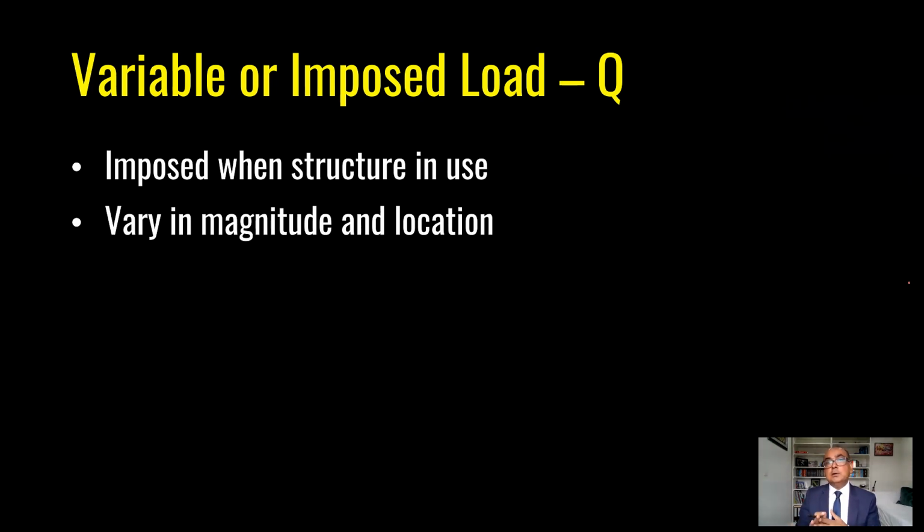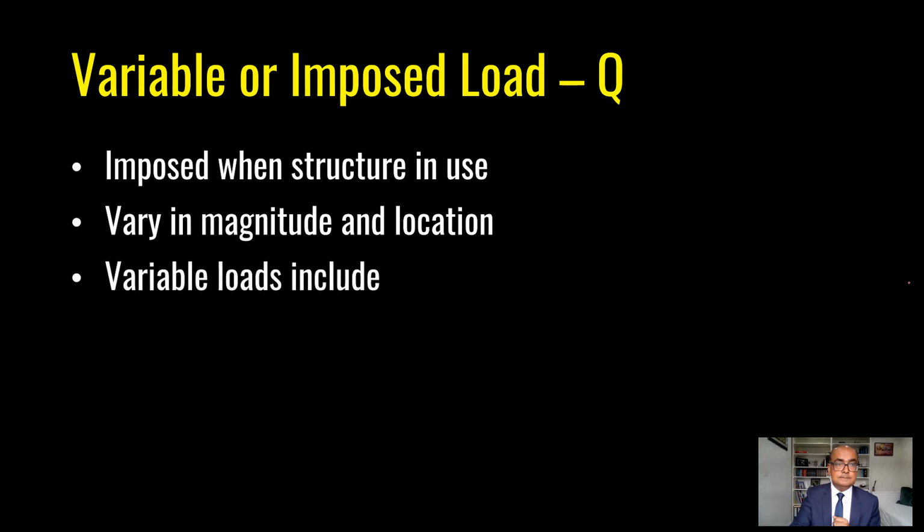If I'm walking on a footbridge, I'm changing the location of my feet. And if some other person is walking, their weight might be different, 50 kg or something. So the magnitude is going to change. Variable loads include the weight of people.